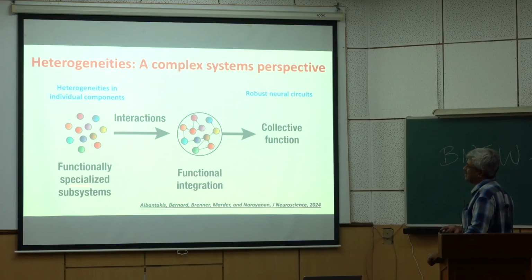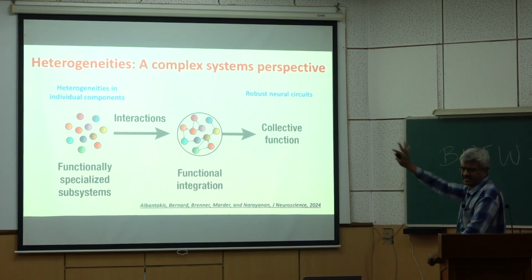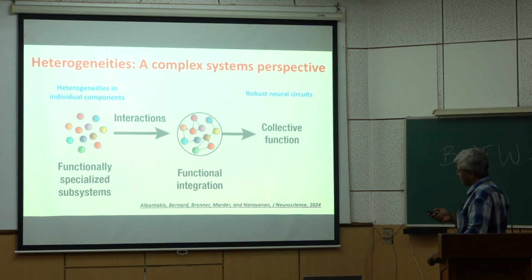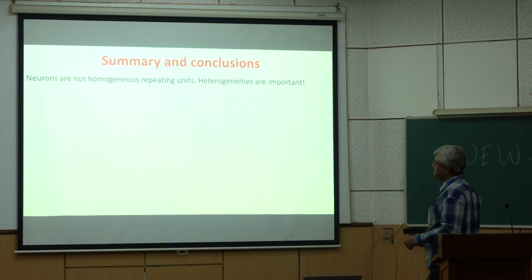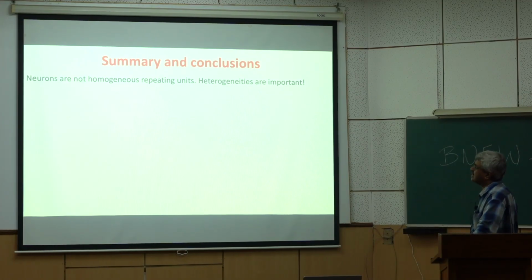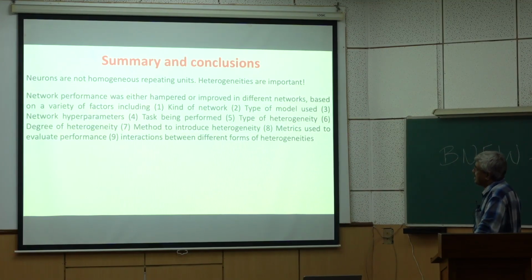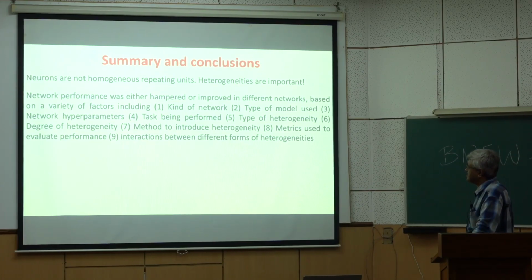To us it feels like an important step forward, and you can bring in self-organization and other things into this framework without loss of generality. All right, so to finally conclude, neurons are not homogeneous repeating units. Heterogeneities are extremely important, and this is the same thing that I mentioned. The network performance was either hampered or improved in different networks based upon a set of factors which include these.